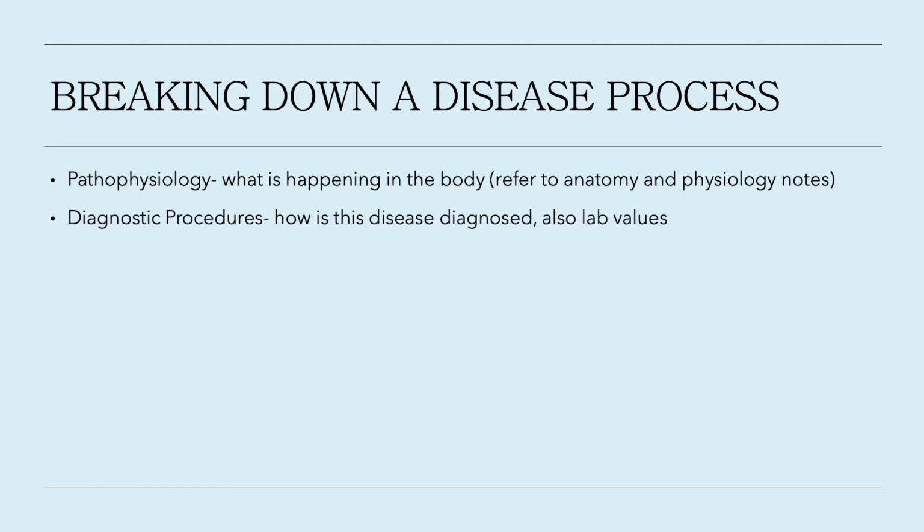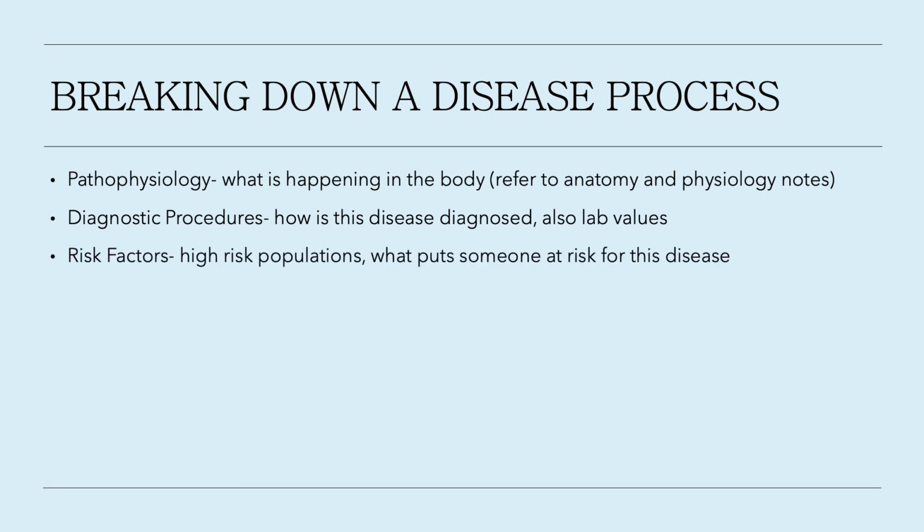Then we're going to discuss your diagnostic procedures. How is this disease diagnosed? Also the lab values that go with it. As we talked about in the last lesson, it's not good to just know your lab values, but it's way more important to know what the lab values represent, if they're high or if they're low. Risk factors. These are high risk populations. What puts someone at risk for this disease?